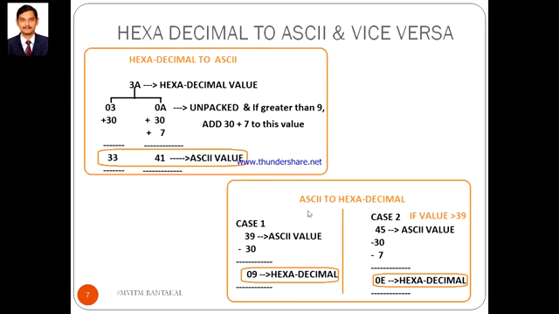Similarly, the reverse process, ASCII to hexadecimal. In the first case, if the value is, say, 39, if it is 30 to 39, directly subtract 30, and the result is 09, which is the hexadecimal equivalent value. Similarly, for case 2, if the value is greater than 39, say 41 onwards, and I am assuming this is the 45 ASCII equivalent value, then I have to subtract 37 from this value. As a result, it gives 0E as the equivalent hexadecimal.